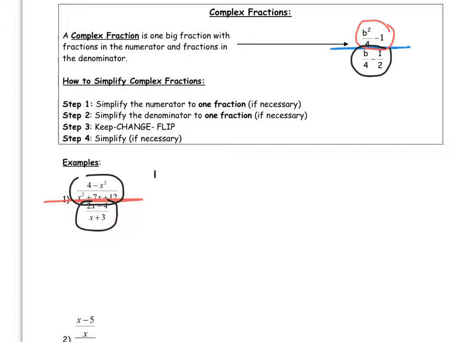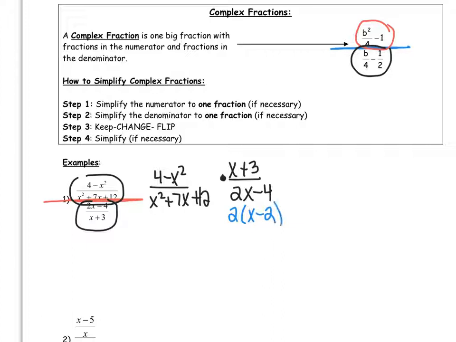So I'm going to keep the 4 minus x squared over x squared plus 7x plus 12. And I'm going to change the division to a multiplication and flip. And just like we've done in the past, now we can factor all of the pieces. So 2x minus 2, that's GCF. This is difference of squares, 2 plus x, 2 minus x. Remember that if the 4 comes first, the 2 comes first. And the factors for this one are x plus 4 and x plus 3.